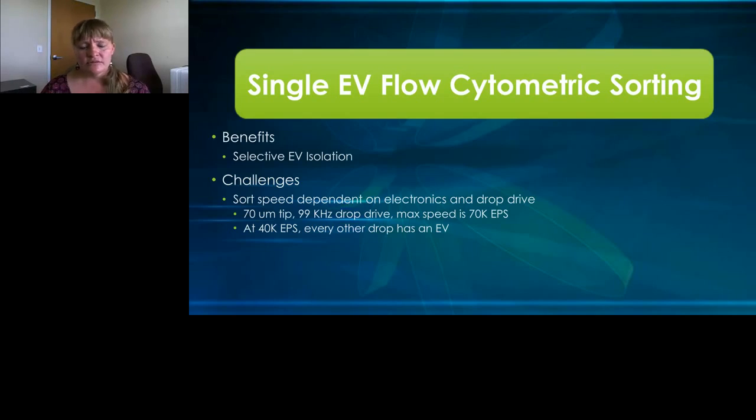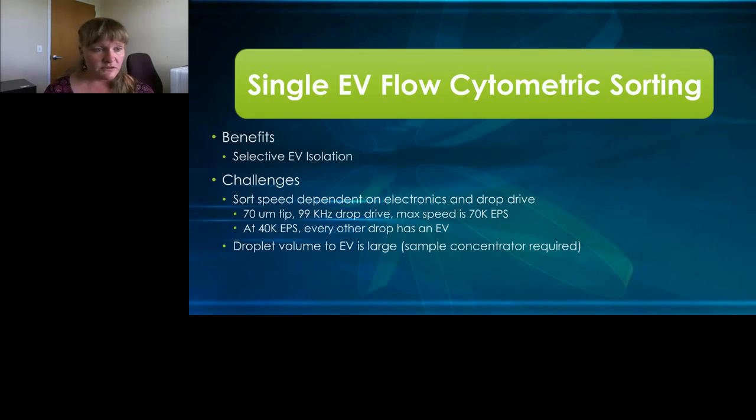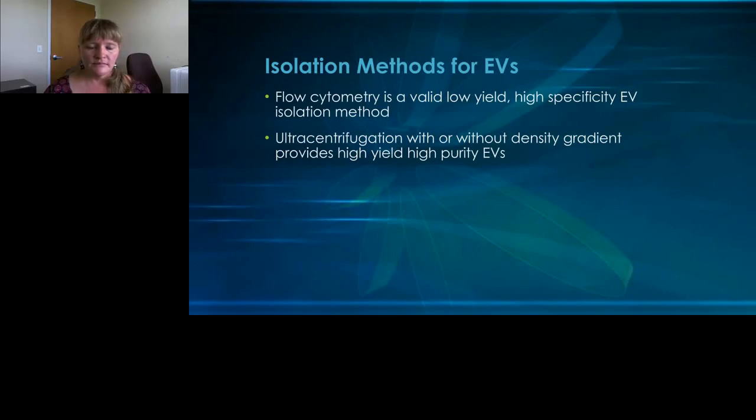Now, the other issue is that the droplet volume of the EV is large, so you may get 150 milliliters of your sample, so you might need a sample concentrator. And to do the purity, you may need to use a different method, such as dynamic light scatter. The isolation methods for extracellular vesicles. To review, flow sorting is a valid low yield, high specificity EV isolation method. However, ultracentrifugation with or without the density gradient provides high yield, high purity EVs.